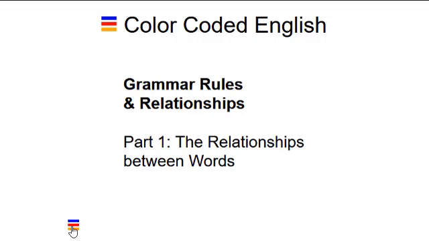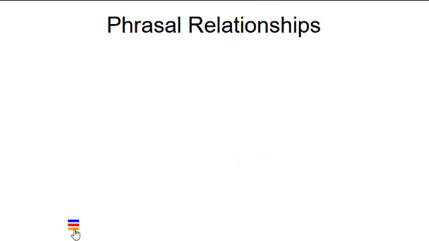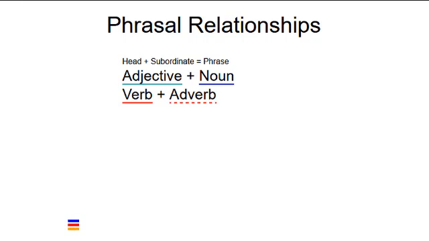Color-coded English uses a color code to help students better understand the rules of grammatical relationships. A variety of relationships can be made between words, and grammatical rules are based on these relationships. Different types of words form phrasal relationships. Usually one word in the phrase is the head, and the other is a subordinate.